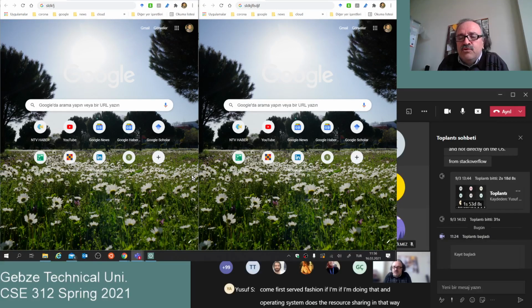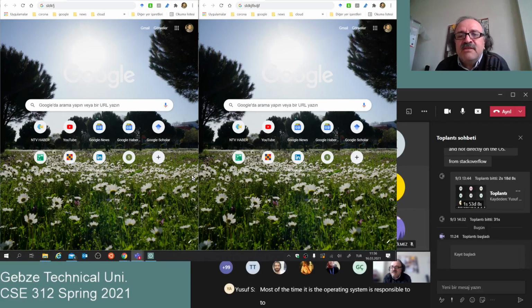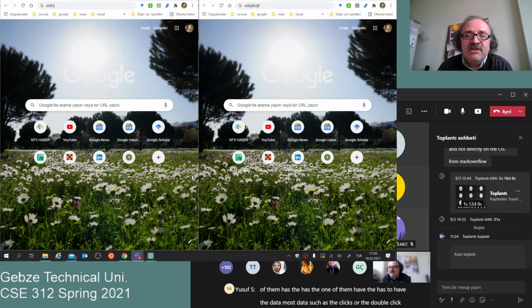So most of the time it is the operating system's responsibility to make these arrangements if the device can respond only once. Mouse cannot be shared between two processes, so one of them has to have the data, mouse data, such as the clicks or the double clicks or the selection stuff. But the graphical user interface designer usually makes that decision.